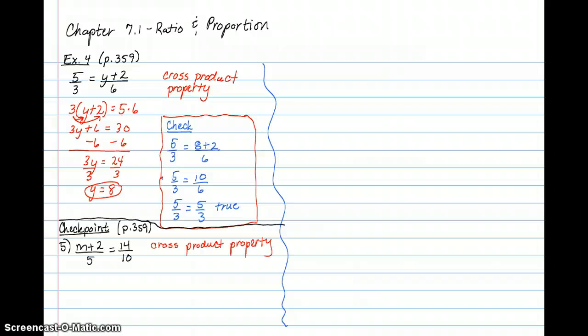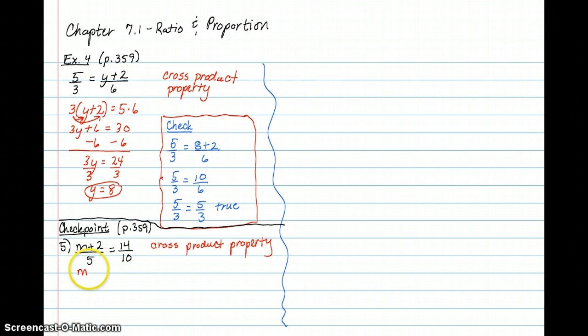The checkpoint activity you're going to try is on page 359, number 5, and that's m plus 2 divided by 5 equals 14 divided by 10. Now you can just use cross products, or you could simplify 14 over 10 if you would like. I'm going to show you how that works.